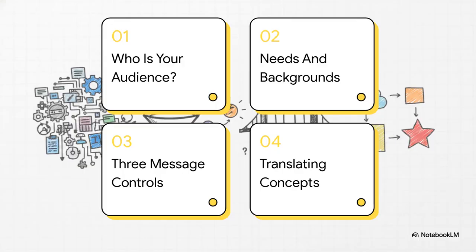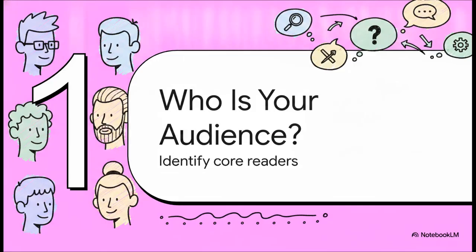So here is our cognitive roadmap for the explainer. We're going to break this down into 4 really straightforward steps. Who is your audience? Analyzing their needs and backgrounds. 3 vital message controls. And finally, translating complex technical concepts. All right, step 1. Who is your audience?